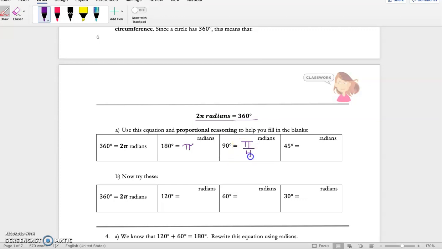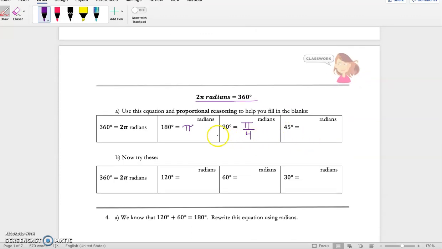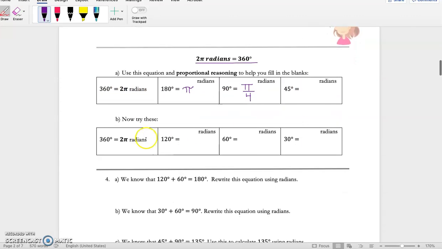Okay, and you can keep doing that. If you have that worksheet with you, you do have that chart already completed, so you can go ahead and look at that to help you out, or you can just use that proportional reasoning, right? 45 degrees, what is its relation to 360? What would you have to do? Pi over what is going to be your answer? And then you keep doing these.